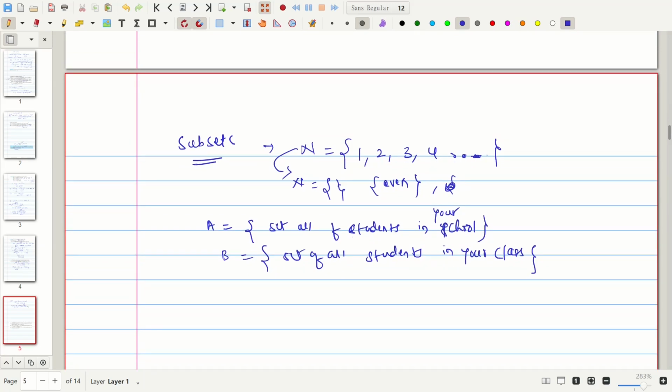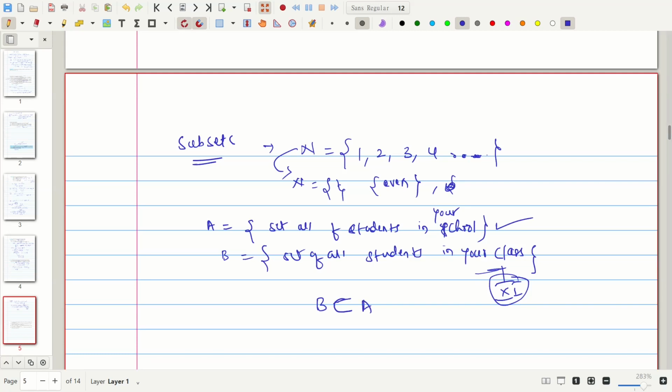Okay, so a school contains classes, right? Suppose we take class 11. The students of class 11 who are present in a school, therefore we can say B is a subset of A.